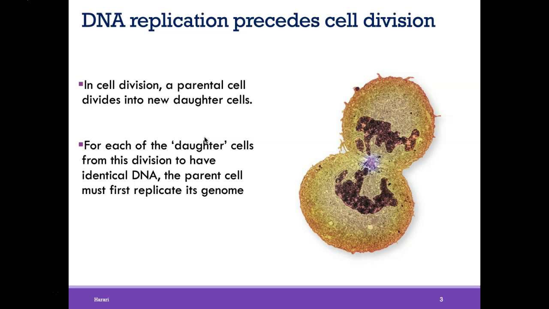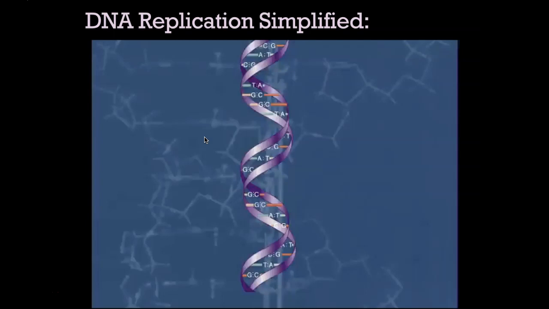If a parent cell just divided into two, then each of the daughter cells would have half of the genetic information as the parent. We want the parent cell to replicate into two identical cells. So we first need to replicate all of the genetic material in the parent, and then we can divide them into two. I would like to watch a quick video that overviews DNA replication first, before we talk about the details.